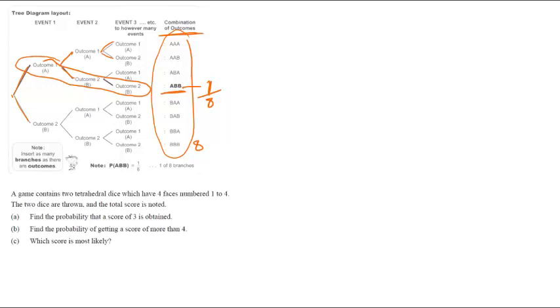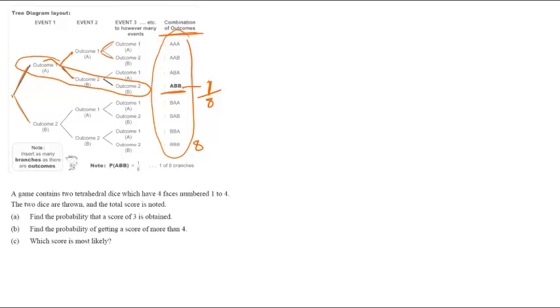Okay, so now let's do a question where it says that a game contains 2 tetrahedral dice which have got 4 faces each, and the faces are numbered 1, 2, 3, 4. The 2 dice are thrown and the total score is noted. Find the probability that the total score is going to be 3. Now, instead of doing total score, because that's one step more advanced, let's do it without total score. Let's just do the numbers on the faces.